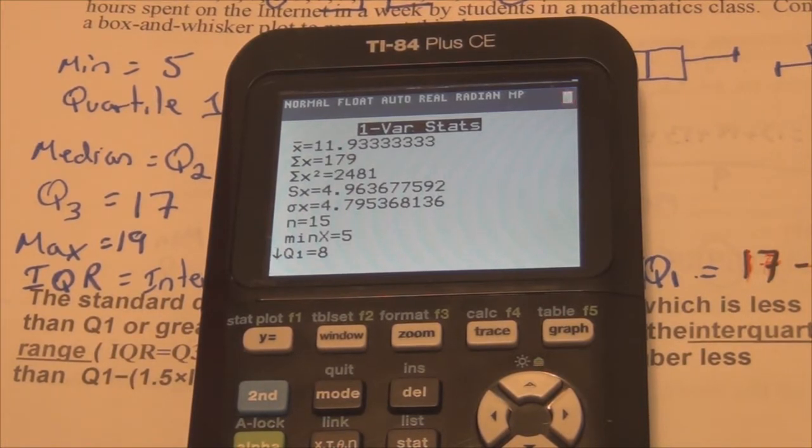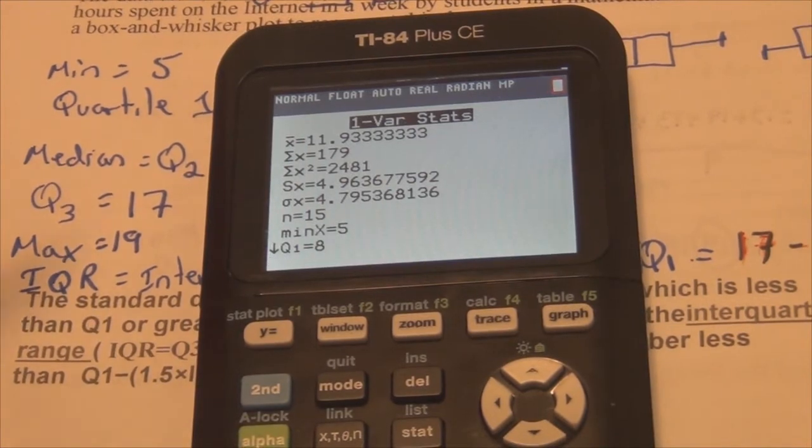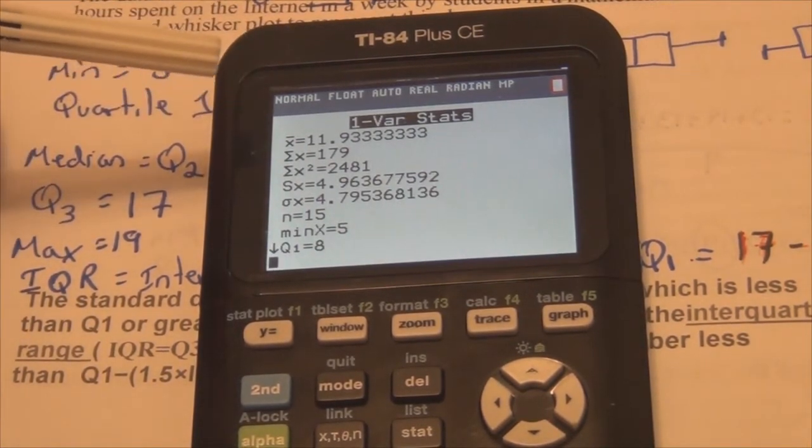And now I need you to pay close attention. You see this x bar? I'm going to zoom in.